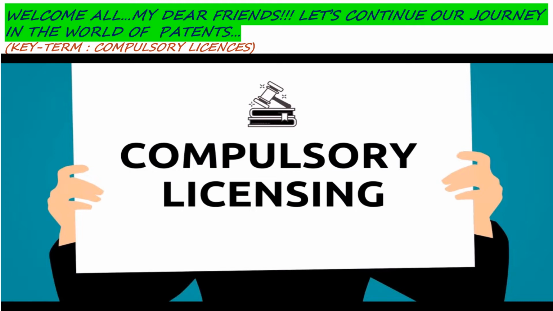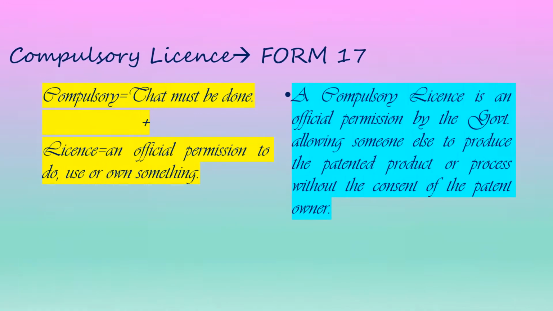Okay, so in the next slide we will try to analyze the literal meaning and the meaning in the patent world. Fine, let us proceed. Friends, as we know, the key term for form number 17 is compulsory licenses, so you can see here that compulsory license indicates form number 17. Fine. So now we will see what it means literally.